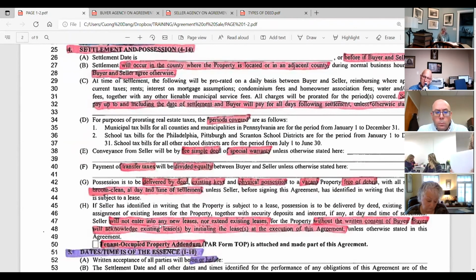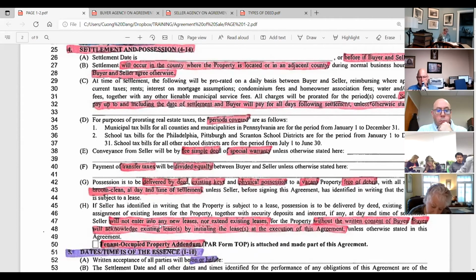F, payments of transfer taxes will be divided equally between buyer and seller unless otherwise stated here. So lately, with the competitive offer situations, we've had buyers offer to pay the seller side of the transfer tax. And you get agents writing it on a special addendum on the last page of the contract. All they had to do was come here and put in there that the seller will pay 0% and buyer pays 2%. That's where you put it. You don't need a special addendum or anything on page 10. It's right here written, and there's a blank line for you to state otherwise.